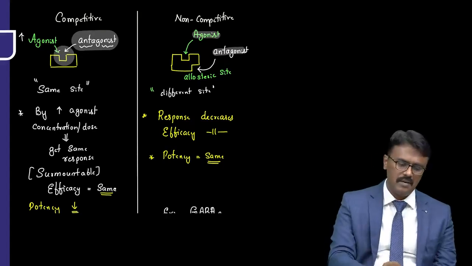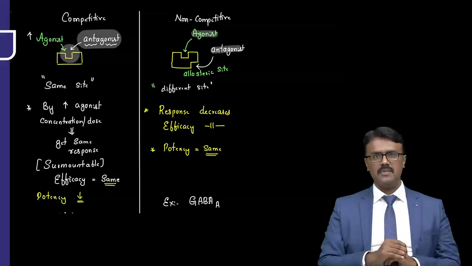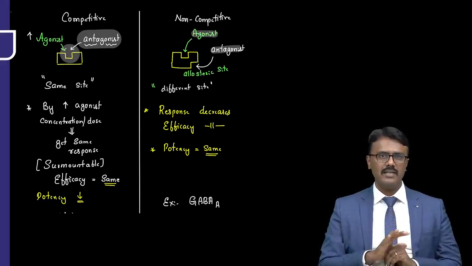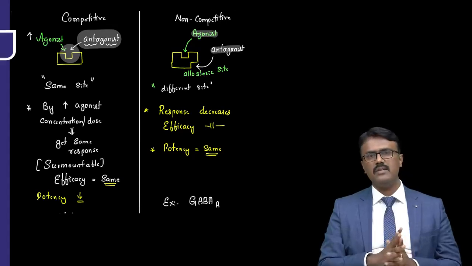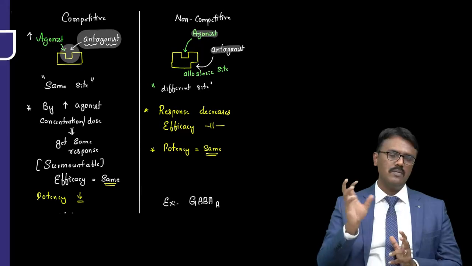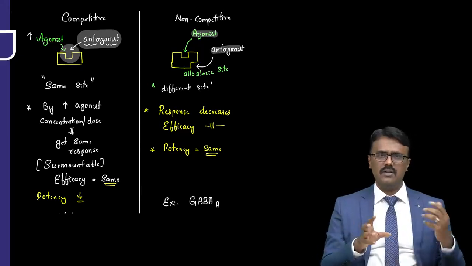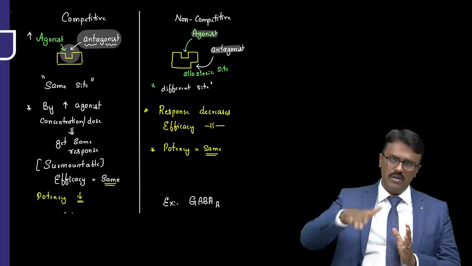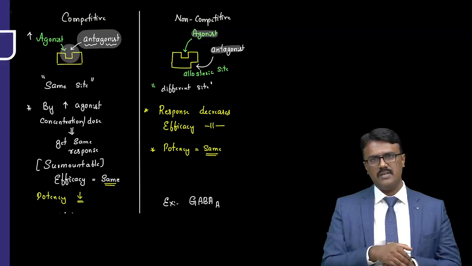So let me repeat again. Competitive means same site, non-competitive means different site. Now in competitive antagonism, you can get the same response. Only thing is you have to increase the agonist concentration. In non-competitive, the response decreases because the antagonist binds to a different site. Even though the agonist increases, you are not going to get the same response. The response always decreases.